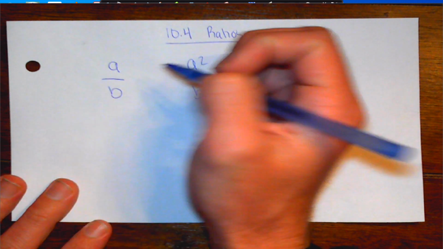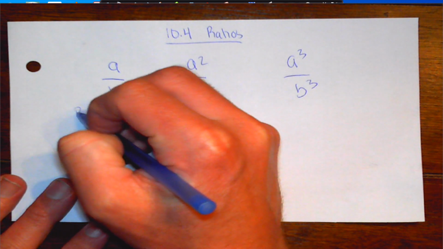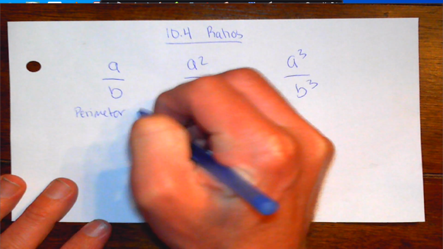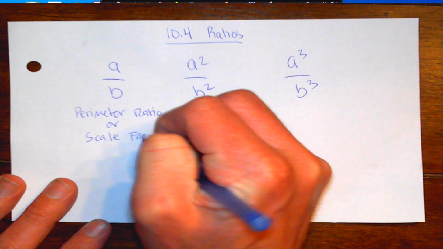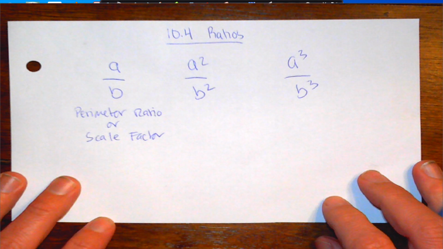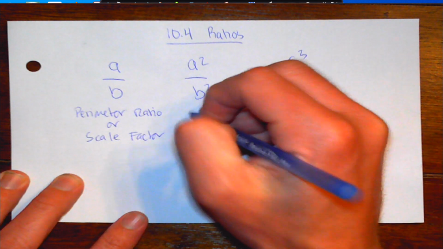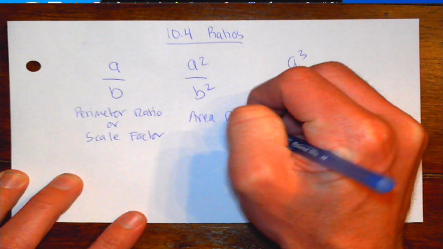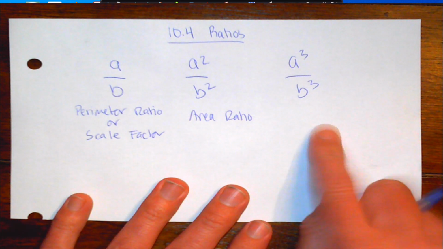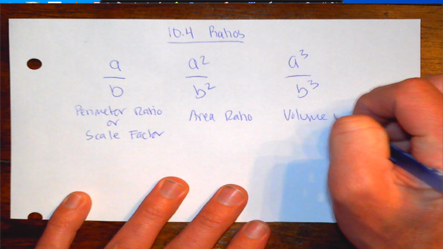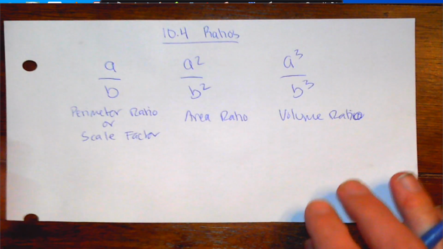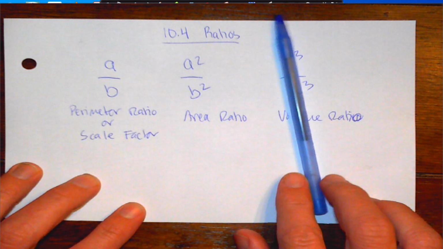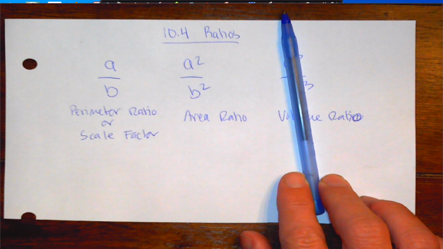So this one right here, usually we call it perimeter ratio or scale factor, right? So it's just one side to another. Then we have a squared to b squared, which we call area ratio. And then our last one is volume ratio. Now we're writing this down because it's going to come up, but in reality we really won't see this one in today's lesson. We're going to focus on perimeter ratio and area ratio.